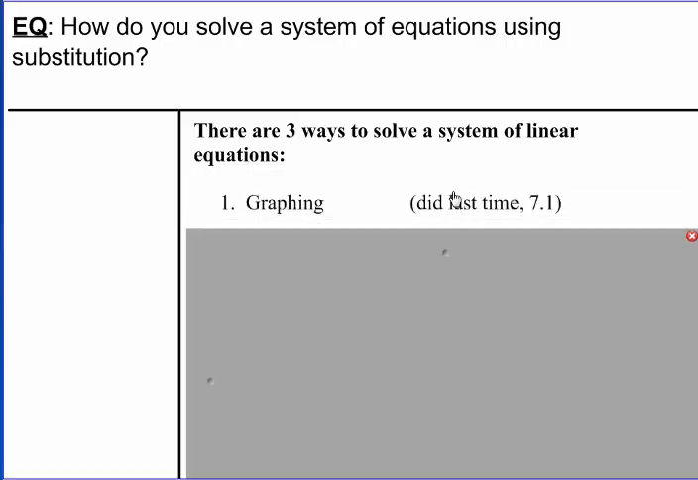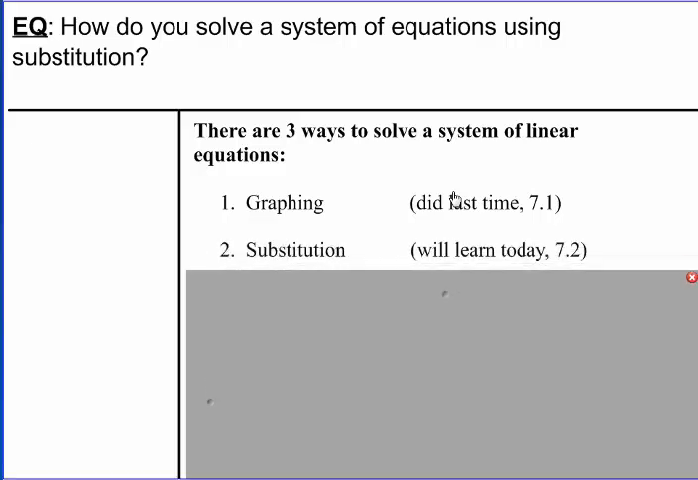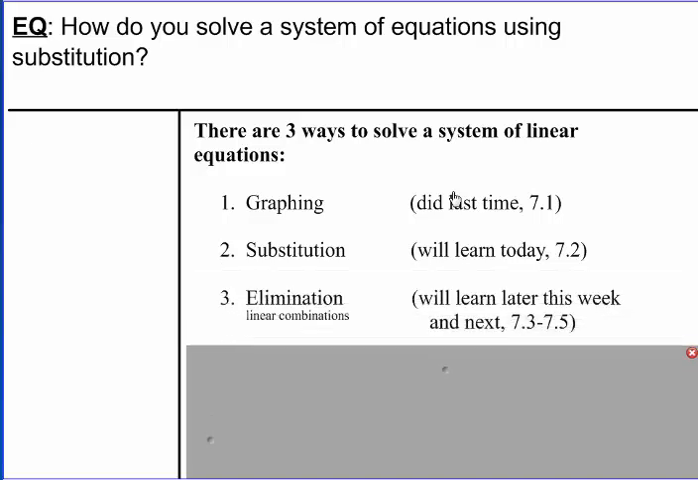So the first is graphing. We did this last time, where you graph two lines on the same coordinate plane, and then you find the point where the two lines intersect. There's another algebraic way to do it without graphing. You can use some algebra, adding and subtracting, some multiplying, and things like that to get your solution. One of those methods is substitution. We'll talk about how to use the substitution method in this lesson, and in the next lesson we'll talk about elimination.